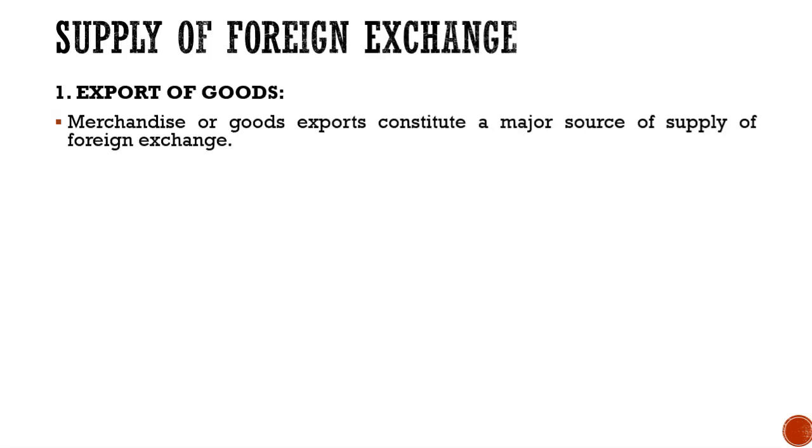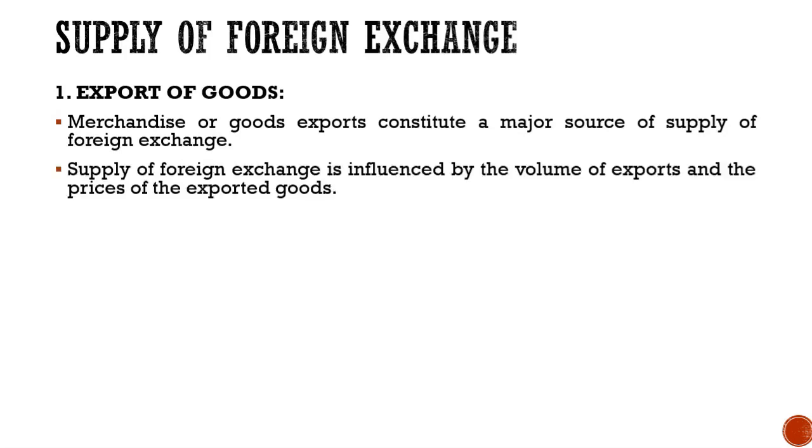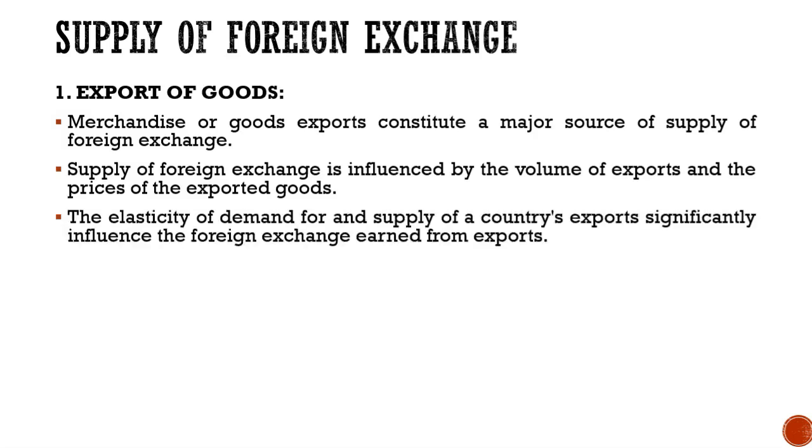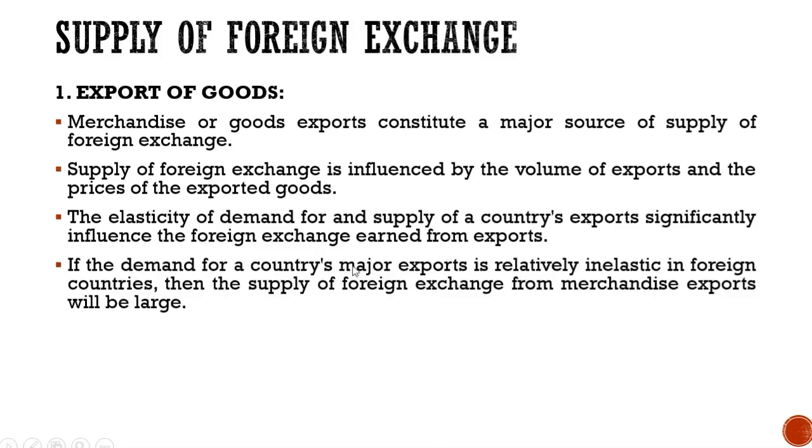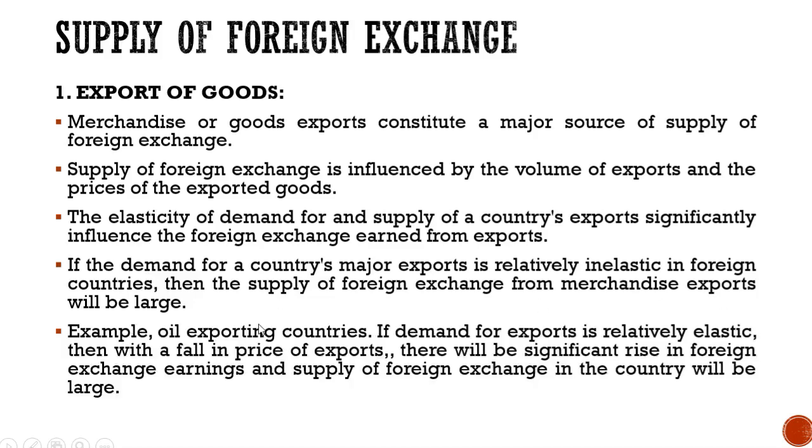Merchandise or goods exports constitute a major source of supply of foreign exchange. Supply of foreign exchange is influenced by the volume of exports and the prices of the exported goods. The elasticity of demand for and supply of a country's export significantly influences the foreign exchange earned from export. If the demand for a country's major export is relatively inelastic in foreign countries, then the supply of foreign exchange from those merchandise exports will be large.